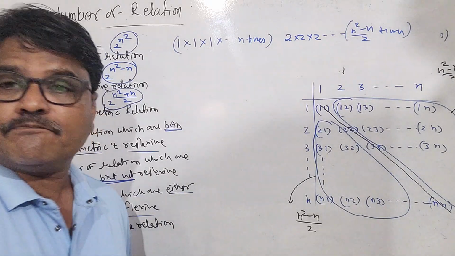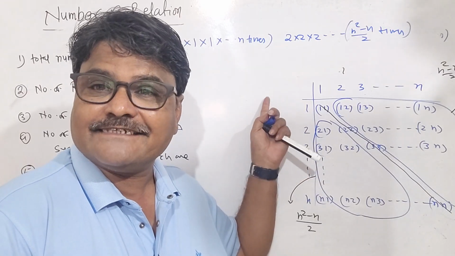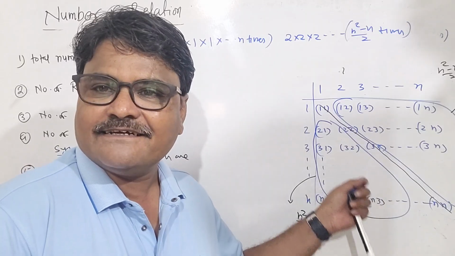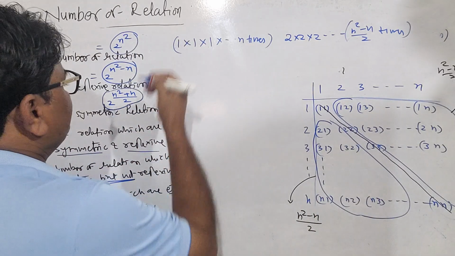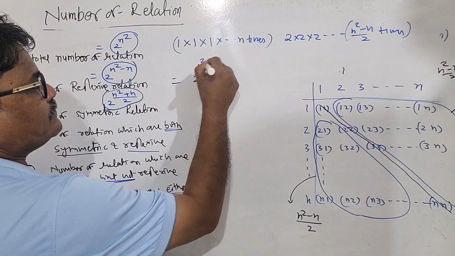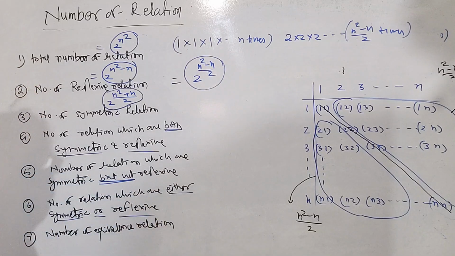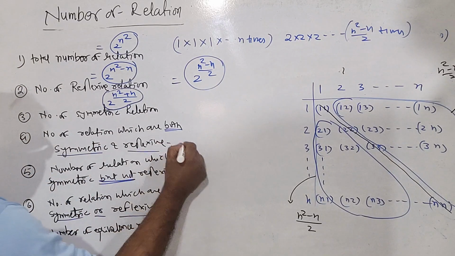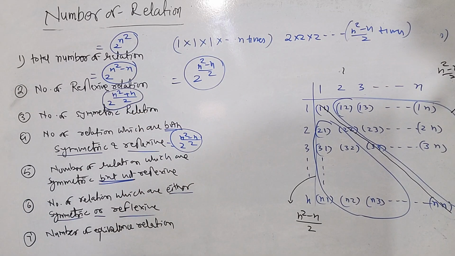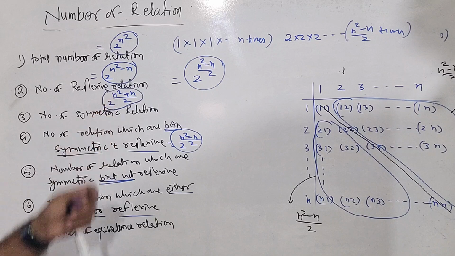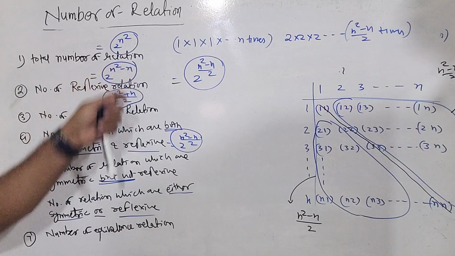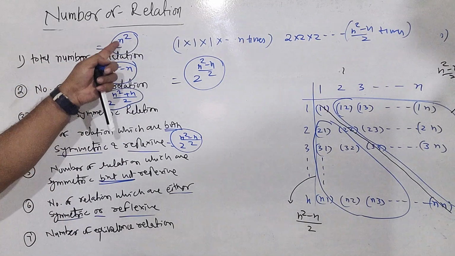So that the relation becomes symmetric. And one important point is that in this symmetric relation, the relation is also reflexive, since (1,1), (2,2), (3,3) are already present. So the total number of relations which are both symmetric and reflexive is 2 to the power (n square minus n) by 2. This is the formula you now have to remember. 2 to the power (n square plus n) by 2 is for symmetric relations. For symmetric and reflexive, 2 to the power (n square minus n) by 2. For reflexive relations, 2 to the power (n square minus n). And for the total number of relations, 2 to the power n square.